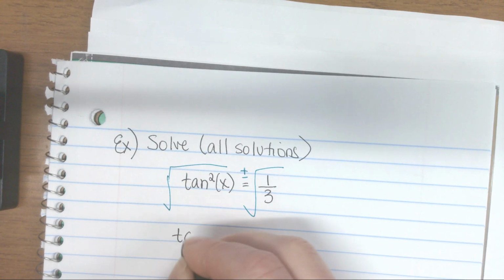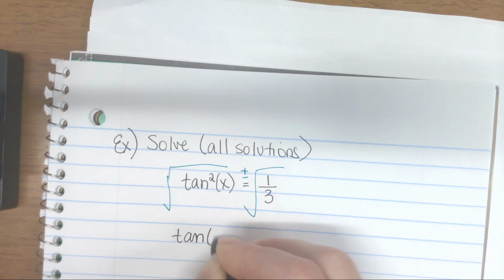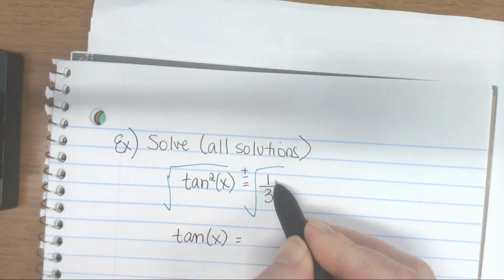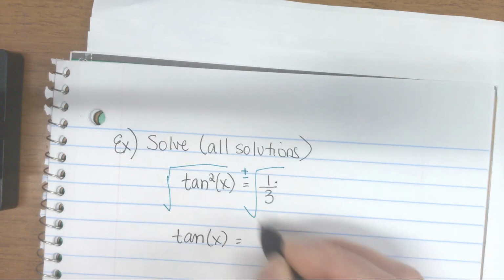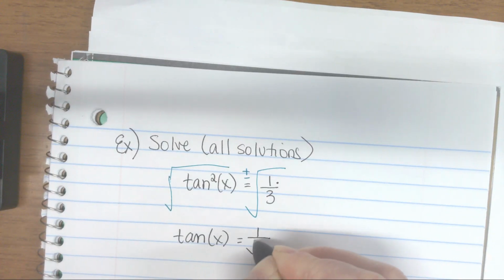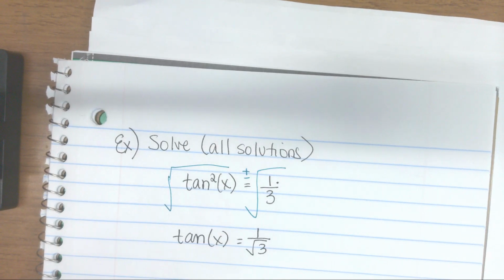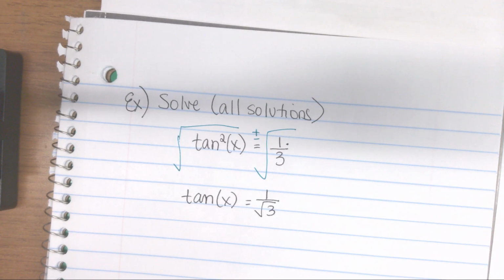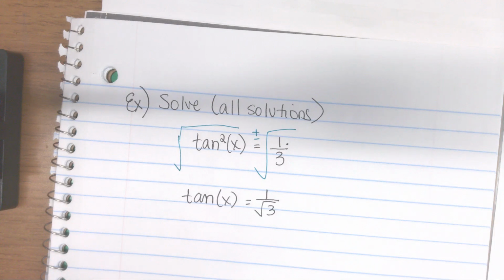This leaves me with the tangent of x equals plus or minus the square root of 1, which is just 1, isn't it? And I don't know the square root of 3, but that should seem familiar to you. Has anybody seen that before with tangent? You might not remember right away where it is, but yes.